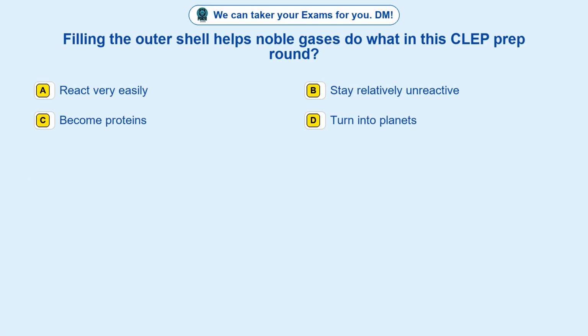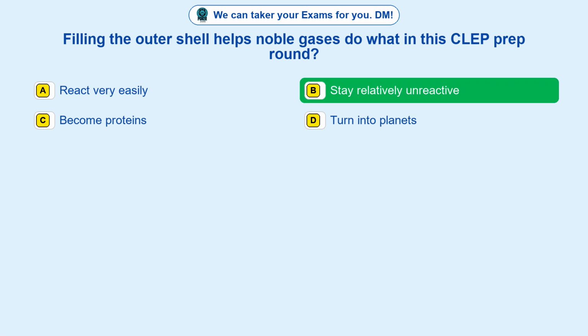Question 41. Filling the outer shell helps noble gases do what in the CLEP prep round? Option A, react very easily. Option B, stay relatively unreactive. Option C, become proteins. Option D, turn into planets. The correct answer is option B, stay relatively unreactive.